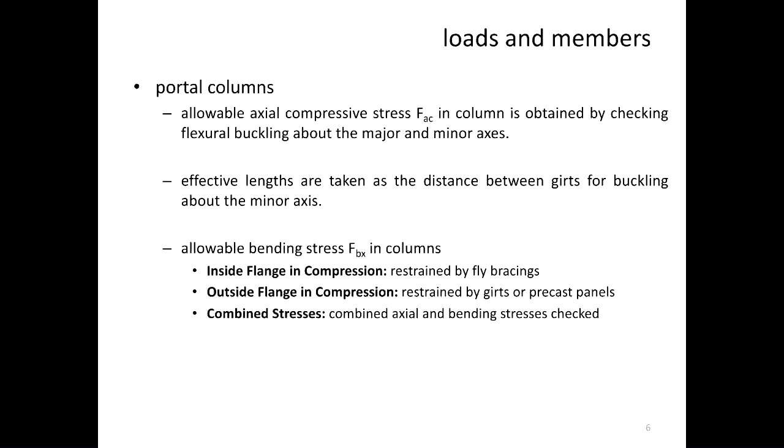Okay, and as well, in columns, you'll have bending stresses because you have moment in the column. So you have to check for the bending stresses, and you have to make sure the inside flange, which is in compression, is usually restrained by fly bracing. I will explain about that shortly. The outside flange is restrained by the girts, usually, or precast panels. So sometimes you will have panels that go from the ground floor to the eaves level, or full panel.